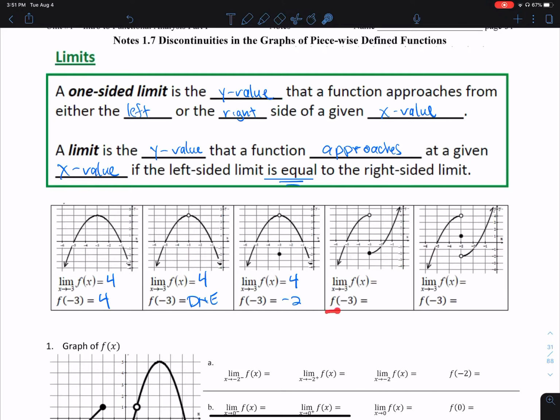Next question. What is f of -3? Well, when x is -3, the y value here is -2. We could go up, but there's an open circle. Down, it's a closed circle. The closed circle is where the actual y value is. So it's -2. As you approach -3 from the left, y is getting closer to 4. As you approach from the right, y is getting closer to -2. Those are two different y values. Therefore, the limit does not exist.